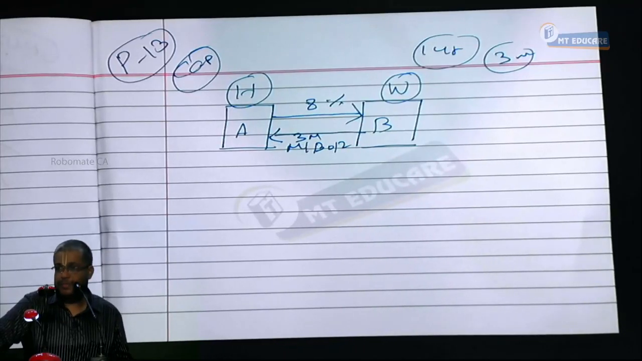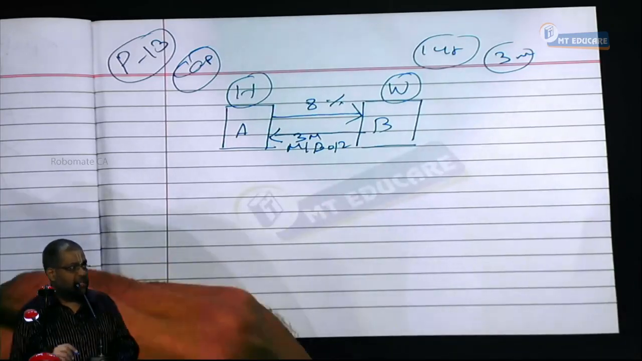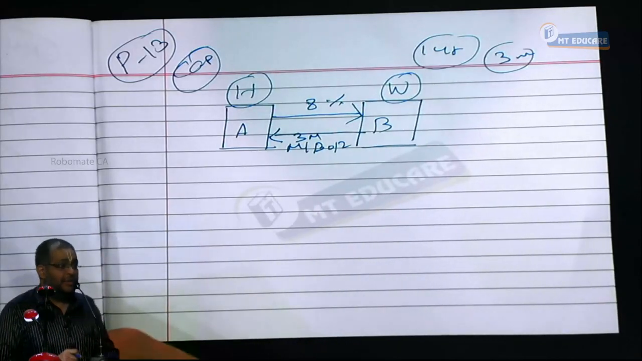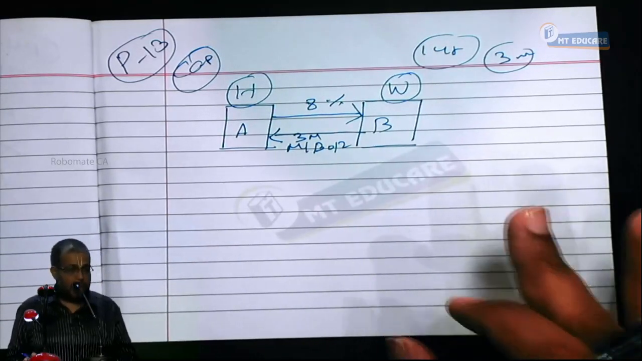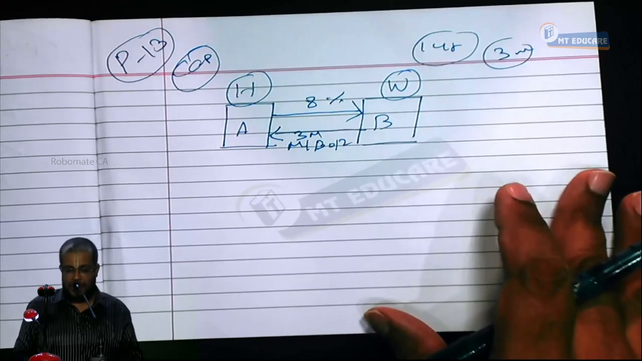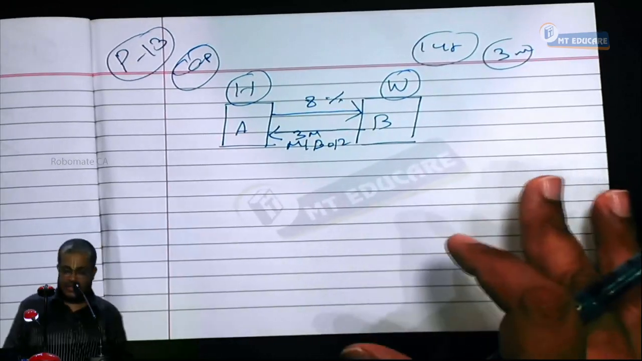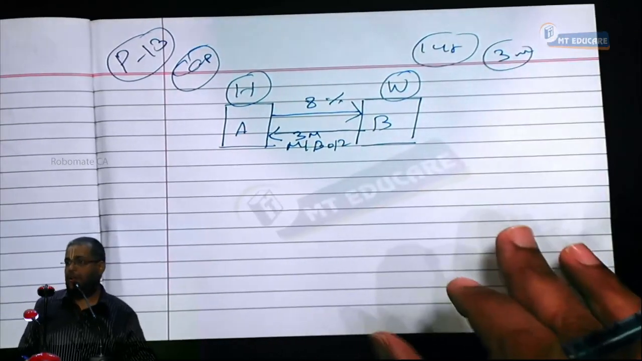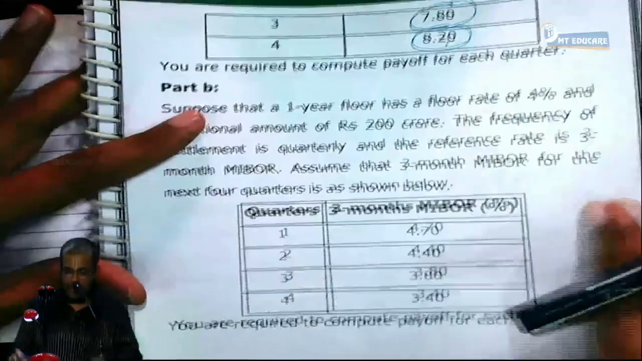And the interest is exchanged once in how many months? 3 months. For a period of how many years? 1 year. The interest rate is exchanged once in 3 months for a period of 1 year.